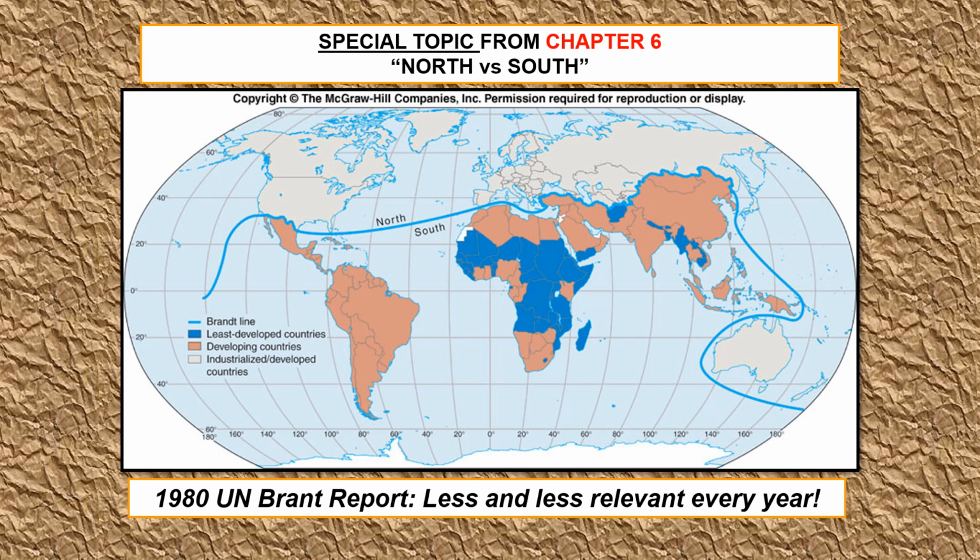In 1980, that's a long time ago, the UN Brandt Report talked about economic development and developing and less developed countries. It's less and less relevant every year as the world equalizes, as globalization proceeds, and the less developed countries are modernizing rapidly. But it still is useful to talk about the less developed countries or areas of the third world. Everyone knows what you're talking about in those cases. All right.